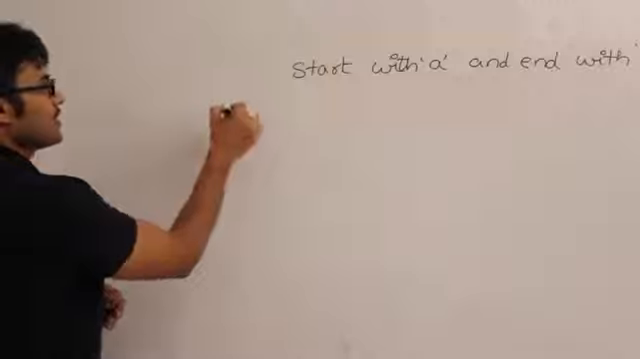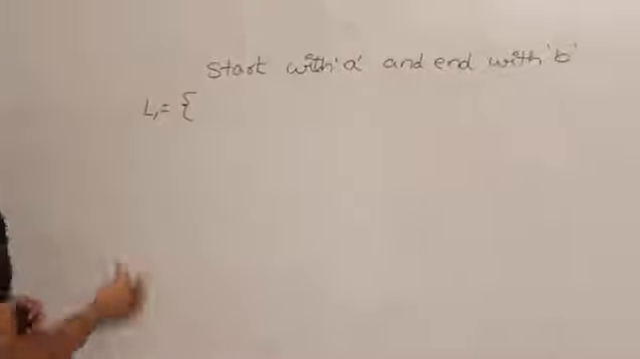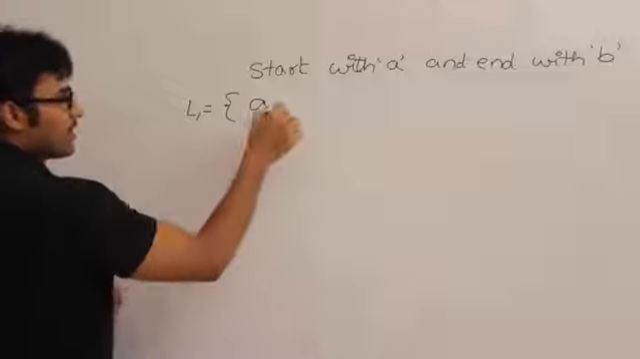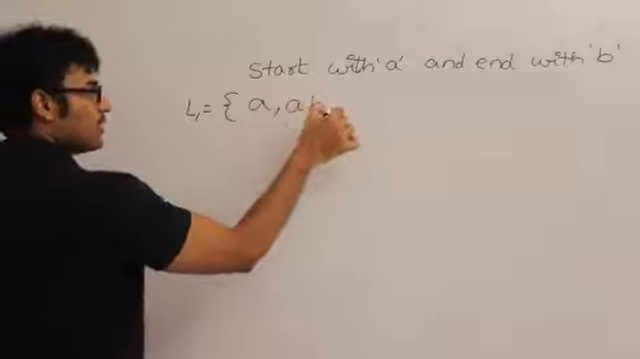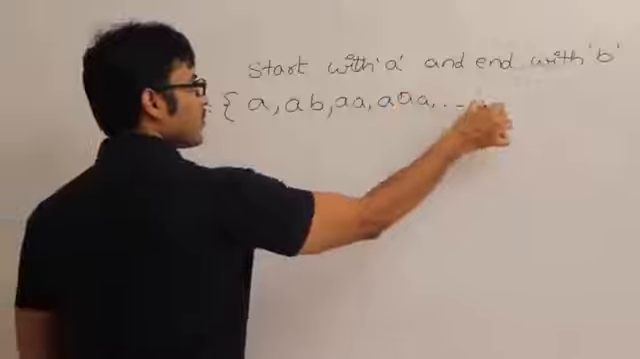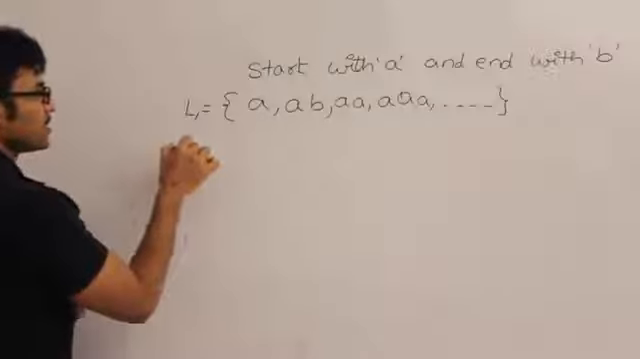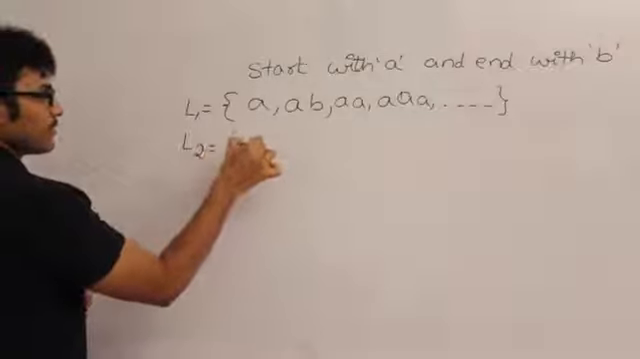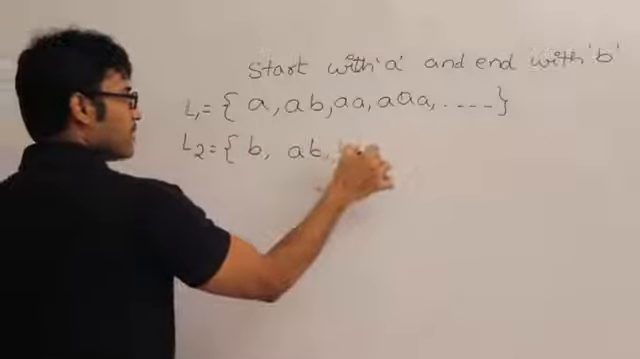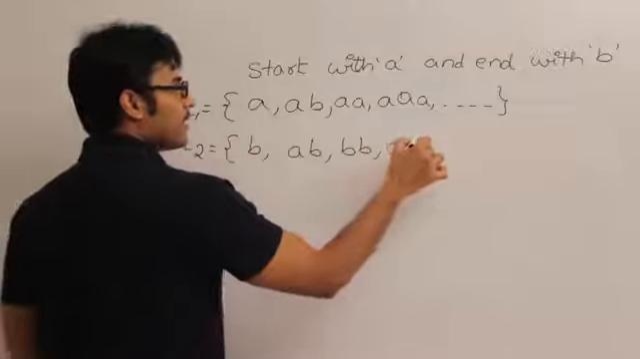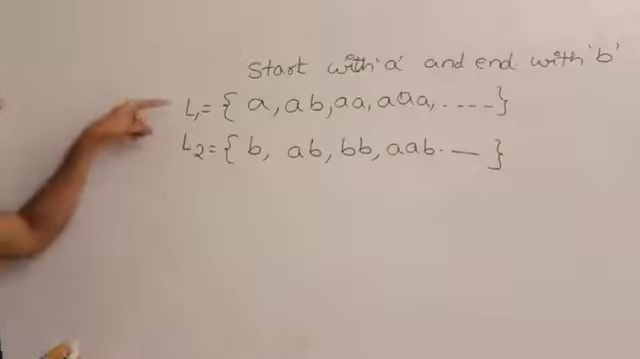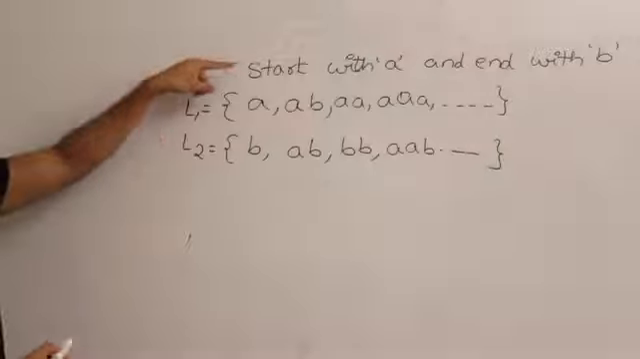So the first one is language L1. Let us write only for starting with A. The smallest string which starts with A is A, and the next ones are AB or AA or AAA, and so on, right? And L2 is ending with B. The smallest string which ends with B is B, or AB, or BB, or AAB, and so on, right?